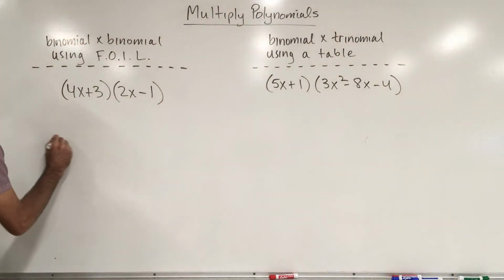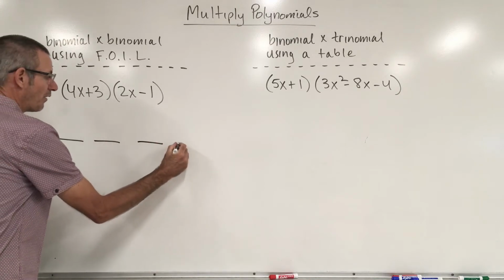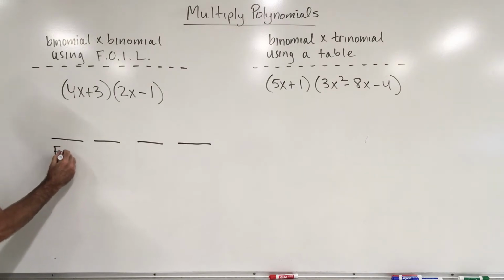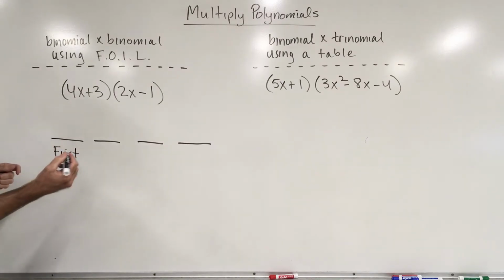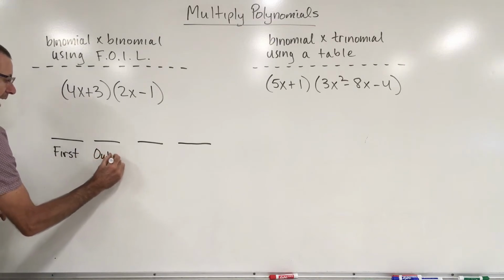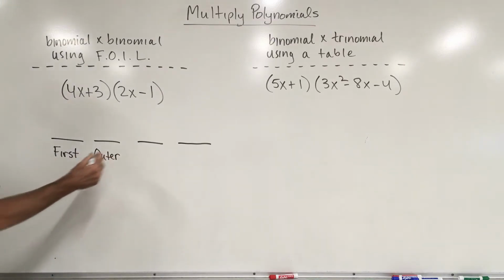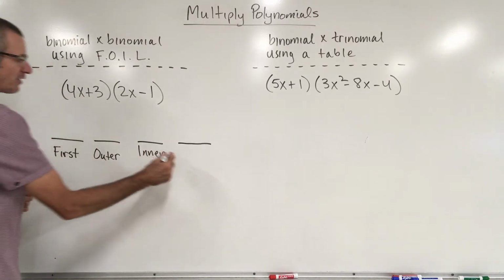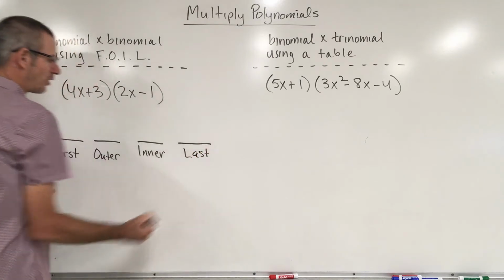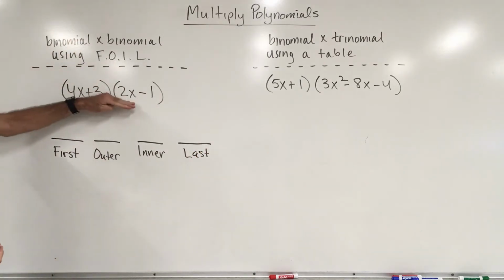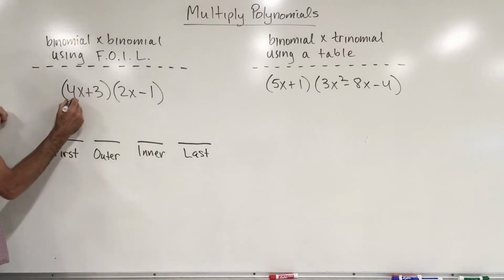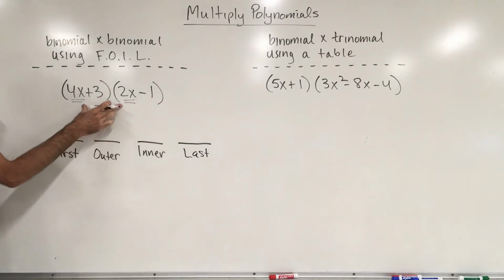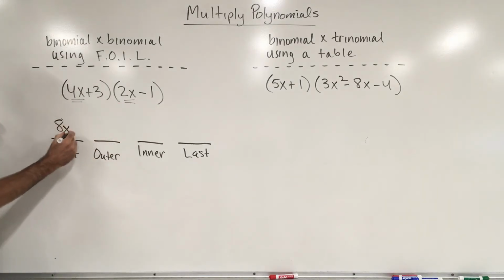So when we used the FOIL method, we made room for 4 monomials. The first monomial, we found it by multiplying the firsts. The second monomial we found by multiplying the outer terms. The third one we multiplied the inner terms. And then we got the last term in our answer by multiplying the last terms. So here are our 4 terms right here. And when we look at this binomial, this comes first. And in this binomial, this comes first. So when we multiply our firsts, we get 8x to the second.